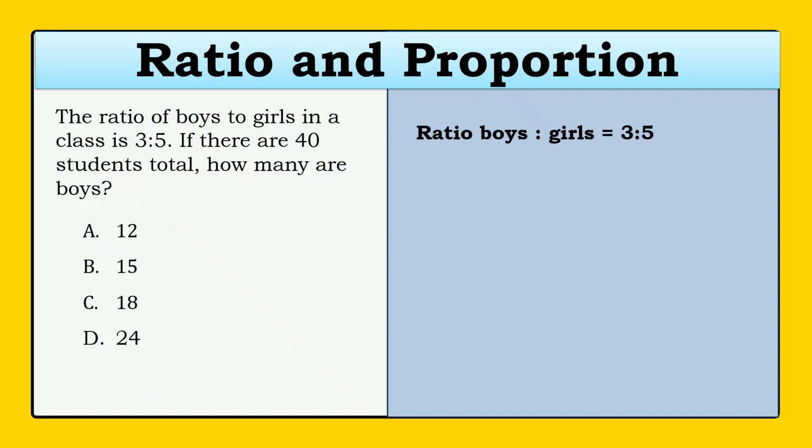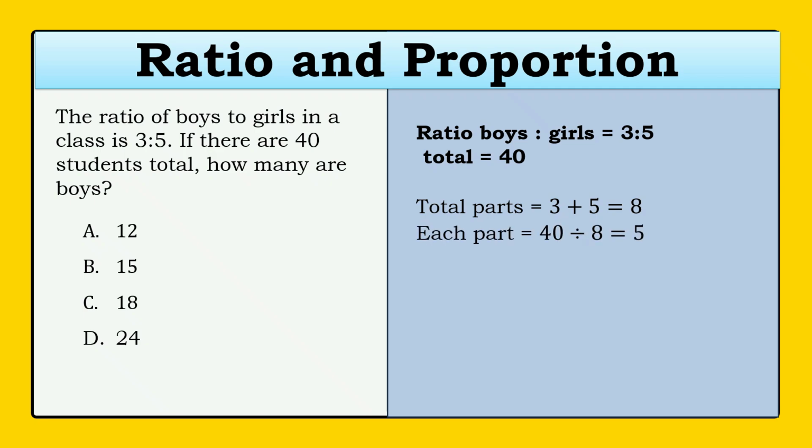So the ratio of boys to girls is 3:5, and the total is equal to 40. First, we're going to get the total parts. 3 plus 5 is equal to 8. Next, we're going to divide the total by the total parts. So 40 divided by 8 is equal to 5. So this means that the number of boys is 3 times 5, which is equal to 15. And this is letter B.